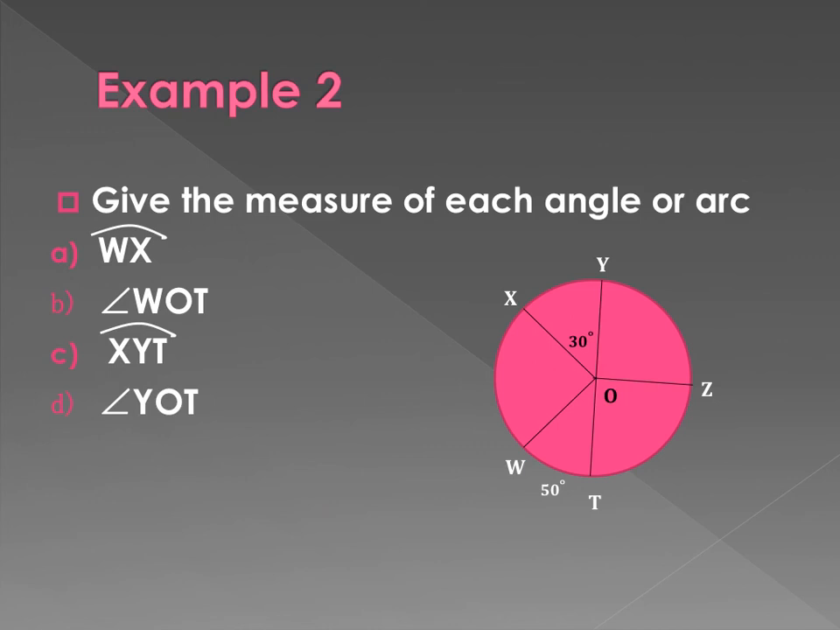Okay, this one says give the measure of each angle or arc. So again, I'm going to let you work on it and then we'll go over it. All right, WX is here. How do I know the measure of that arc? These 3 form a linear pair, or these 3 form a semicircle, right? So if this is 30 and this is 50, that means this is also 50. What would happen in here? That'd be 100.